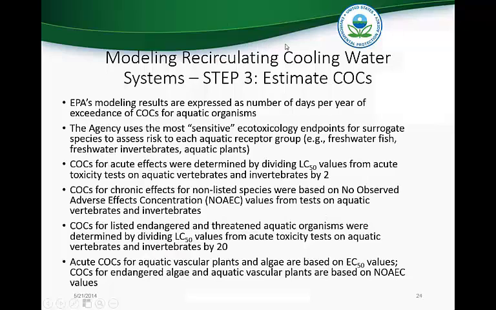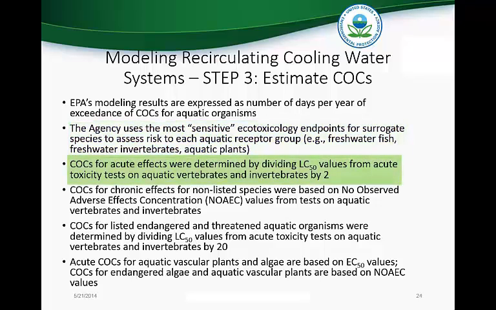This slide elaborates a bit on step number 3, where we estimate COCs, or concentrations of concern. EPA's modeling results are expressed as number of days per year of exceedance of COCs for aquatic organisms. The agency uses the most sensitive ecotoxicology endpoints for surrogate species to assess risk to each aquatic receptor group, for example, freshwater fish, freshwater invertebrates, aquatic plants.